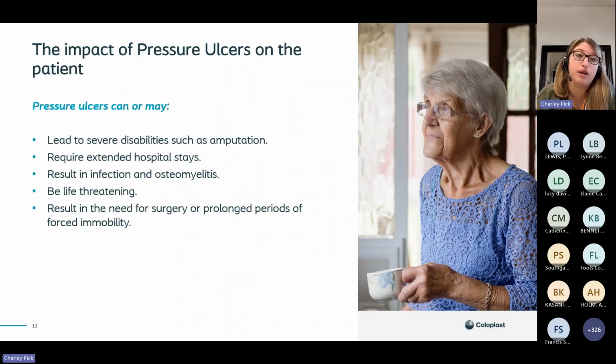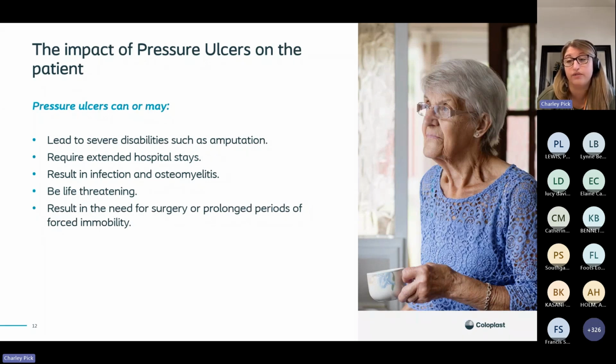So there is a massive impact of pressure ulcers on the patient. Not only can they lead to severe disabilities such as amputation, but they often require extended hospital stays. They can result in infection.